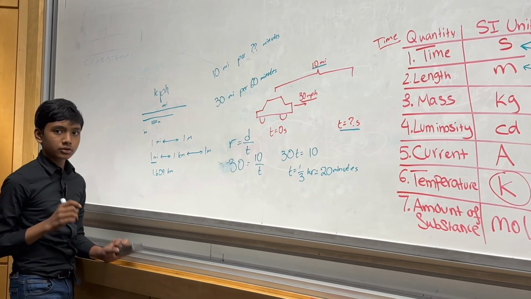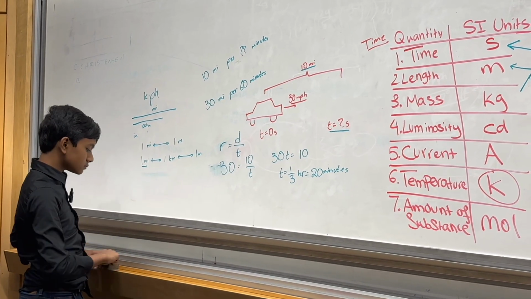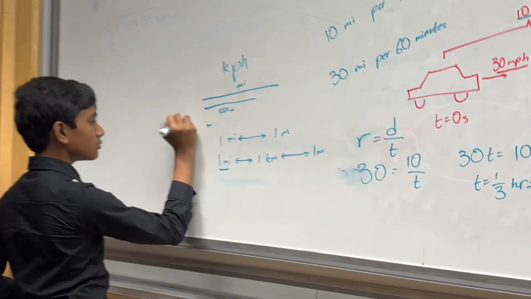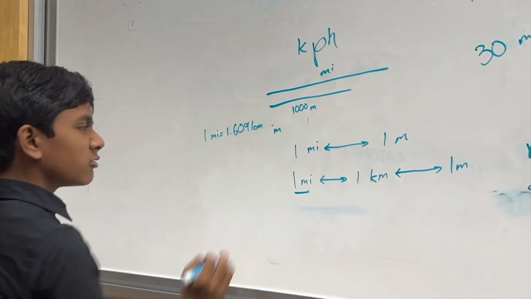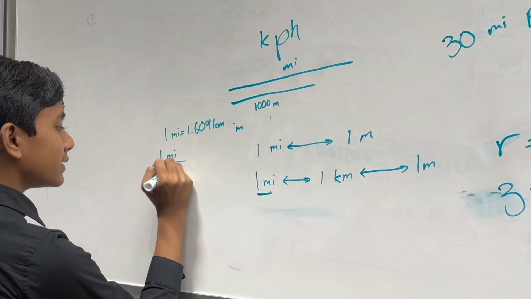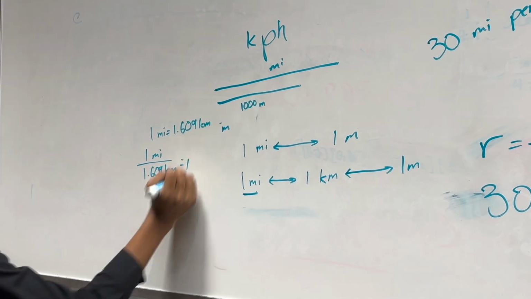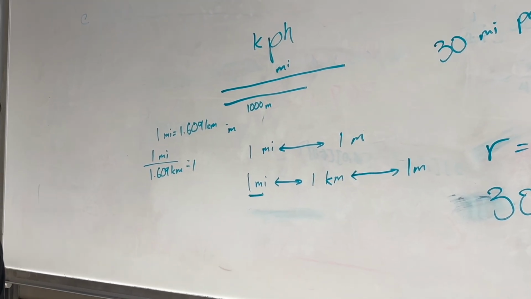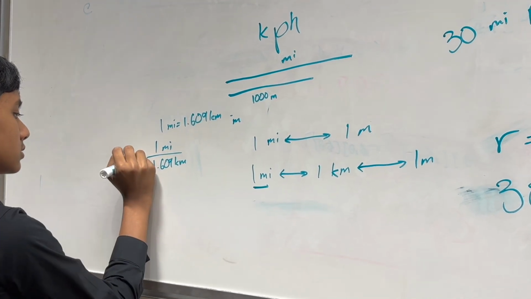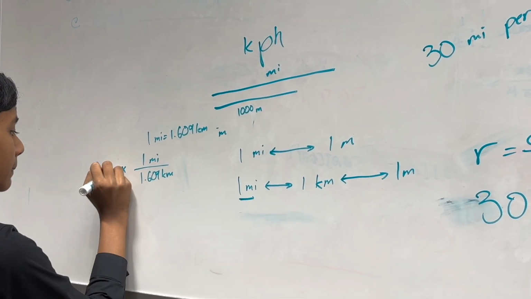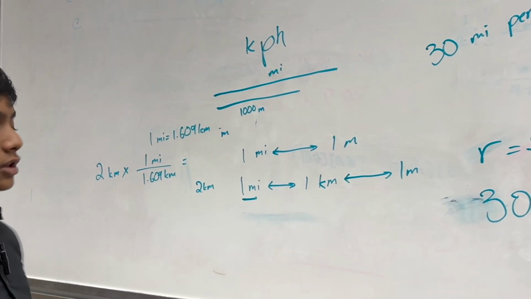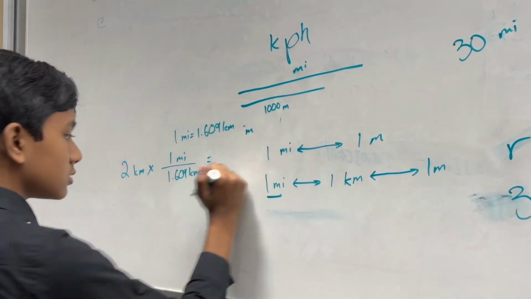So what you're going to learn to do is, since 1 mile is equal to 1.609 kilometers, that means realistically, if we have 1 mile divided by 1.609 kilometers, this would just basically be equal to 1. So that means we can multiply anything by it and still get the same thing. So for example, we can multiply this by 2 kilometers, and whatever we'd get out the other end would still be 2 kilometers, just converted to miles.